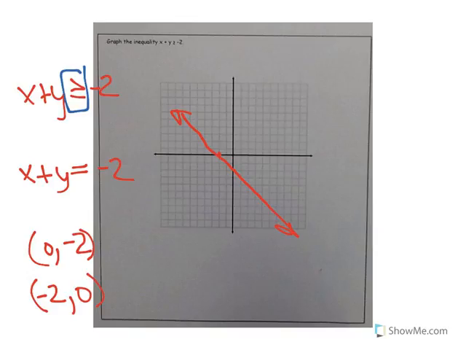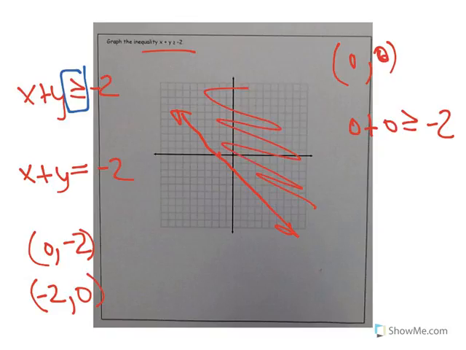And now what I'm going to do is check and see whether or not I need to color in the part that has the origin on it, 0, 0. So all I'm going to do is plug in the test point 0, 0 into this original inequality. So is 0 plus 0 greater than or equal to -2? Is that a true statement? 0 plus 0 is 0. 0 is greater than or equal to -2. That means I shade in all of this part here, because that is a true statement.